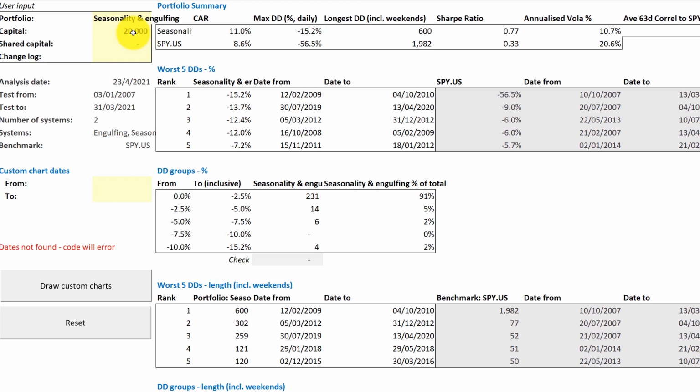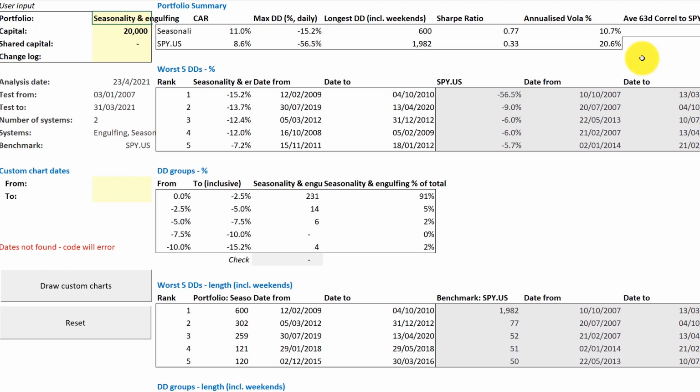I've run this simulation with 20,000 starting equity, where the capital is split equally among the two systems. So 50% is allocated to the simple seasonality trading logic I've explained in this video, and the other 50% is allocated to trading candlesticks on 3 different ETFs.